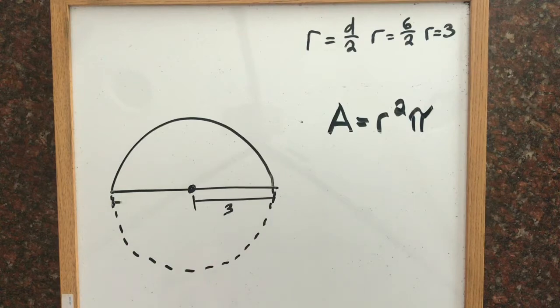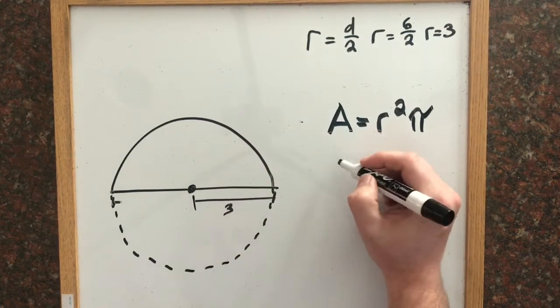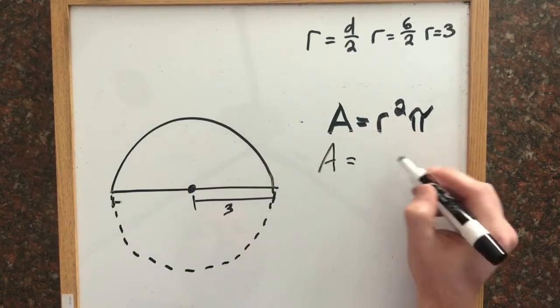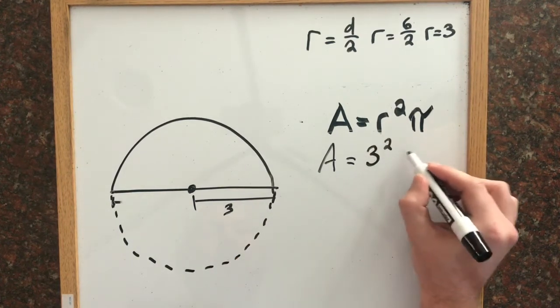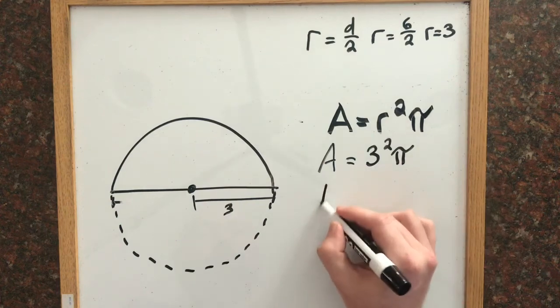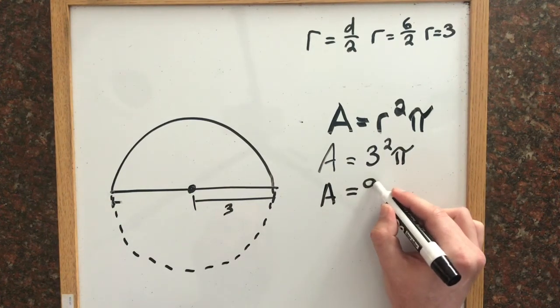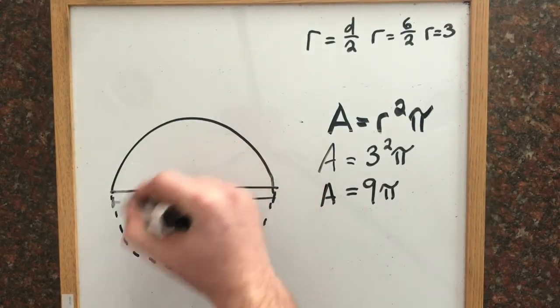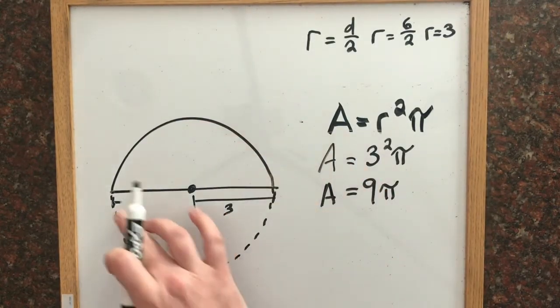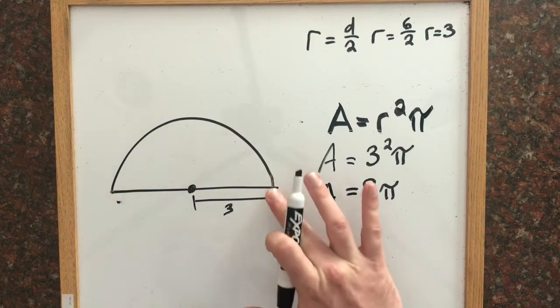All right, so again, let's calculate the entire circle. Area is equal to radius squared times pi. Radius is 3. 3 squared times pi. Simplify it a little further. Area is equal to 9 pi. And again, that gives us the area of this entire circle. We don't want the entire circle, we only want half.